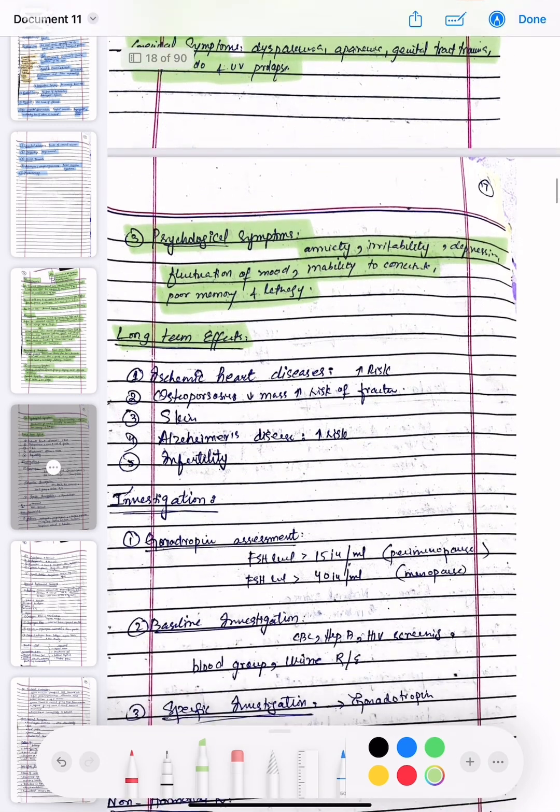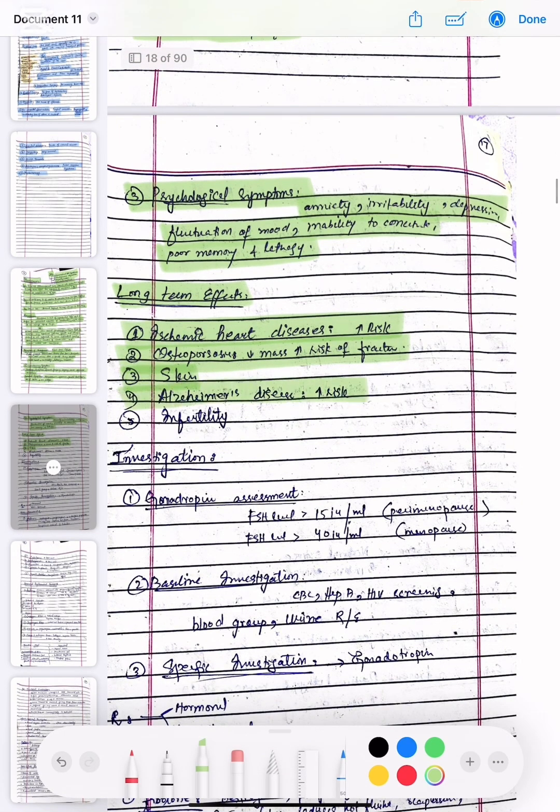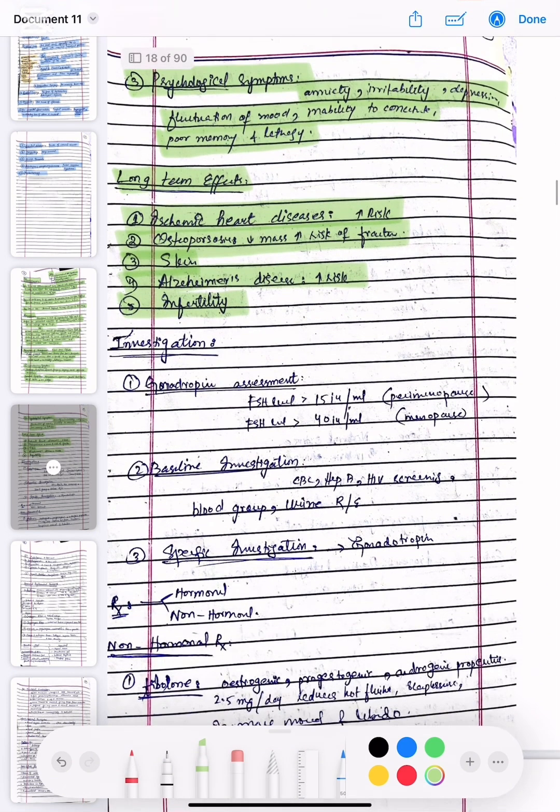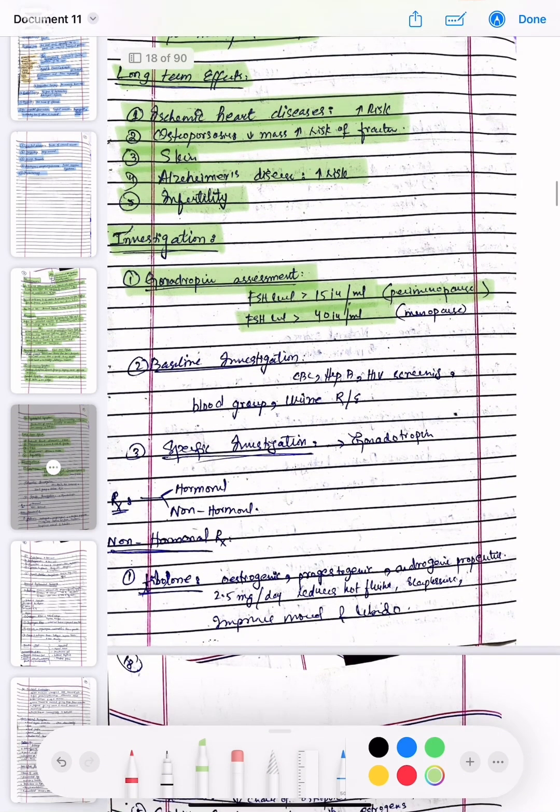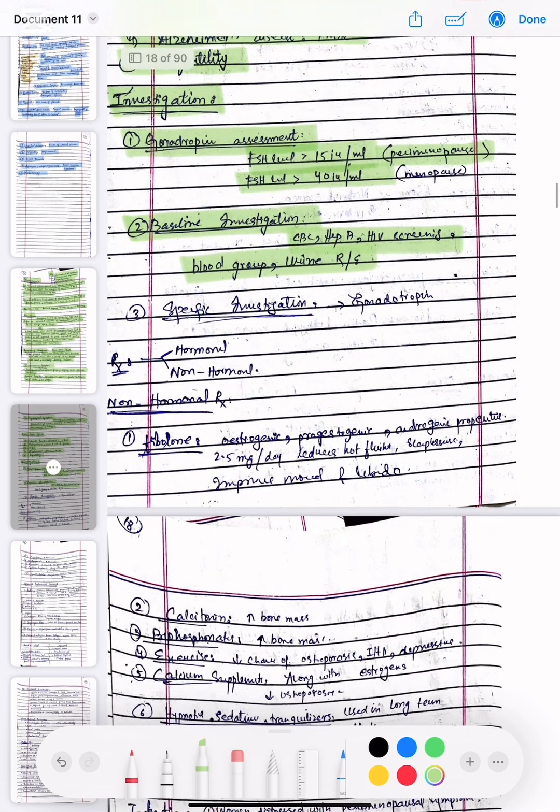Now, the long-term effects are ischemic heart disease, that is increased risk, and osteoporosis, that is decreased bone mass and increased risk of fracture. Then the skin, Alzheimer's disease, that is increased risk, and infertility. The investigation options are gonadotropin assessment, that is follicle stimulating hormone level is checked, which is greater than 15 IU per ml, and a follicle stimulating hormone level greater than 40. Then we have the baseline investigations, which are CBC, hepatitis B, HIV screening, blood group, and urine RE.